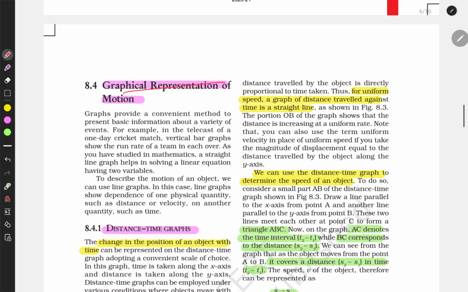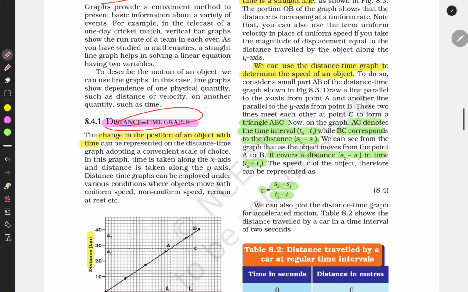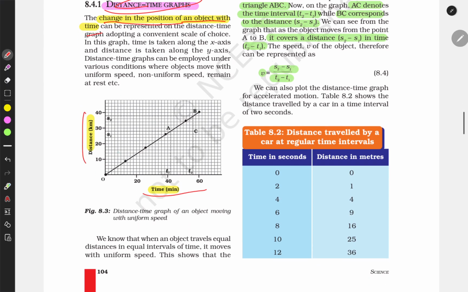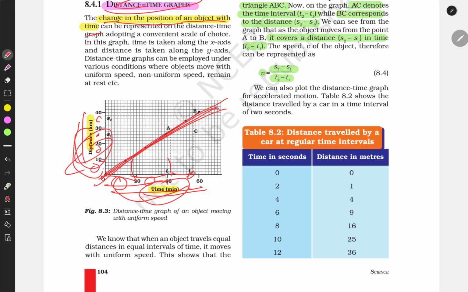Graphical representation of motion: let's discuss the distance-time graph, the change in position of an object with time. This is the time and this is the distance, and it is going this way. Time is changing and the gap is the same here, and also the gap is the same here. That means the time is constantly changing and the distance is also constantly changing, and they are proportionate, so the line is straight. This shows the time is directly proportional to distance. As the time is increasing, the distance is also increasing. So this will be called uniform speed.